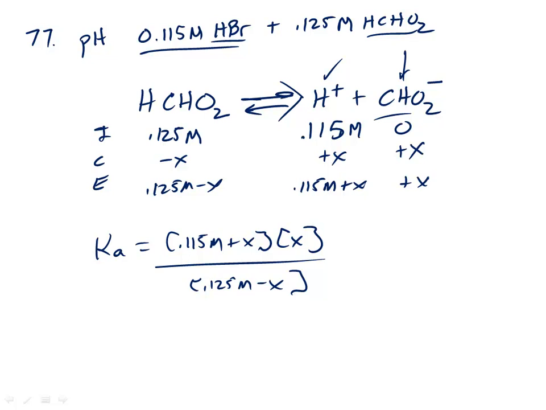Right now we have two unknowns in this equation. X is an unknown and Ka is an unknown. Can't have two unknowns in one equation. So one of these unknowns has to be known. Which one is going to have to be known? The Ka, that's right. Because if we knew what X was, we wouldn't have to do this, right? So Ka has to be known. So where do we find Ka?